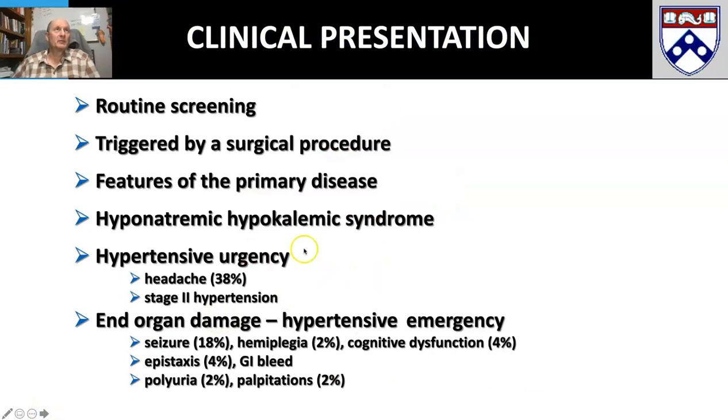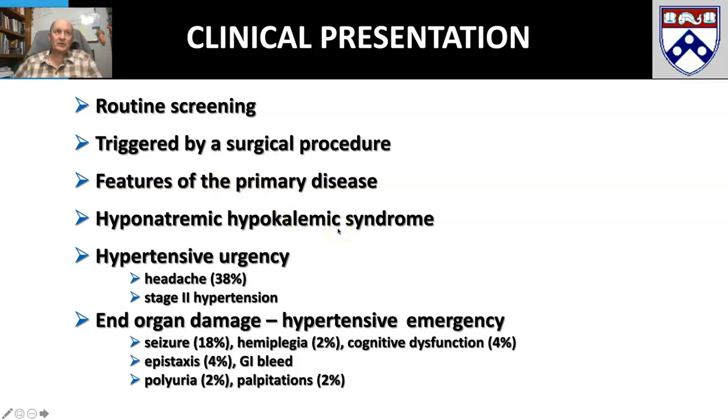This leads to hypertension. And so hypertension in children is found mainly at routine screening and well-child visits. Most often hypertension in children is silent. It can also be seen after a surgical procedure, and we've seen a number of such children. It may be a feature of the primary disease.